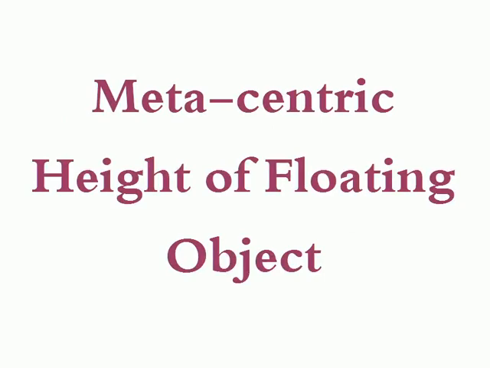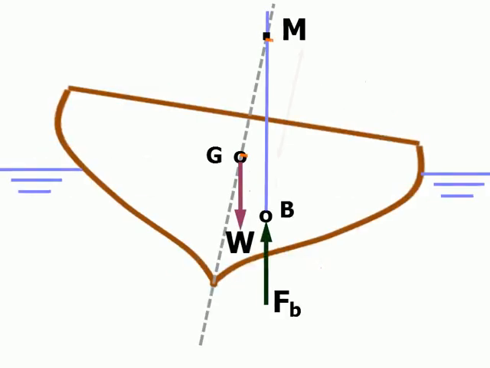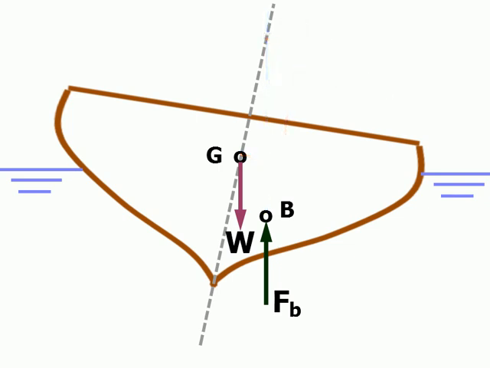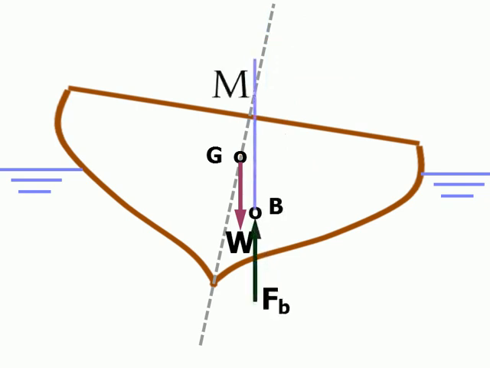Metacentric height of floating object. The distance between the metacenter and the center of gravity is known as metacentric height. The magnitude of the restoring couple is directly proportional to the metacentric height. Larger the metacentric height, better will be the stability of floating object.